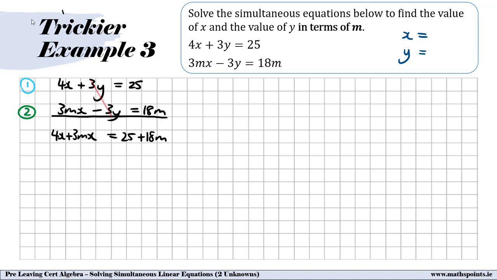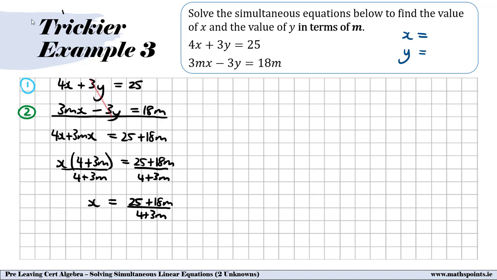Now I'm trying to get the x variable on its own, so on the left hand side I'm going to factorize the x, and I have x times 4 plus 3m equals 25 plus 18m. So to get the x on its own, I'm going to divide both sides by 4 plus 3m. On the left hand side, 4 plus 3m divided by 4 plus 3m is just 1, so I just have x. And on the right hand side I have 25 plus 18m over 4 plus 3m. That's the value of my x variable in terms of m, and we can't break it down further than that.